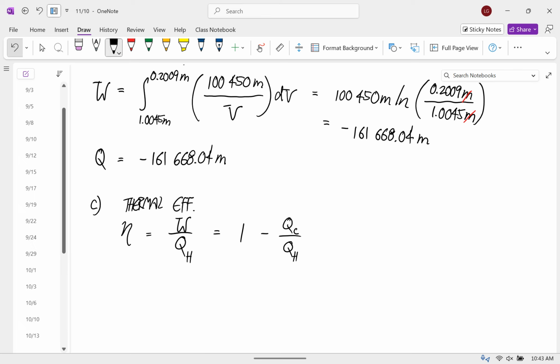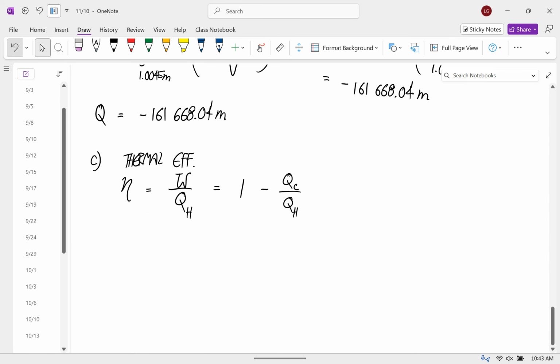So we figured out the heat transfer during the only two processes in this cycle where there is heat transfer. There's no heat transfer during the two adiabatic processes. So that means that during the isothermal expansion, that is our QH. And during the isothermal compression, that's our QC. And we can plug those in and get those values.